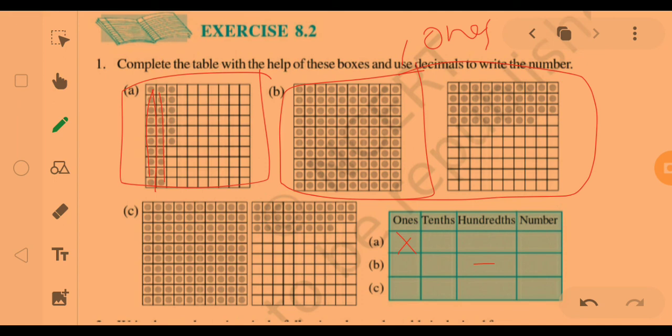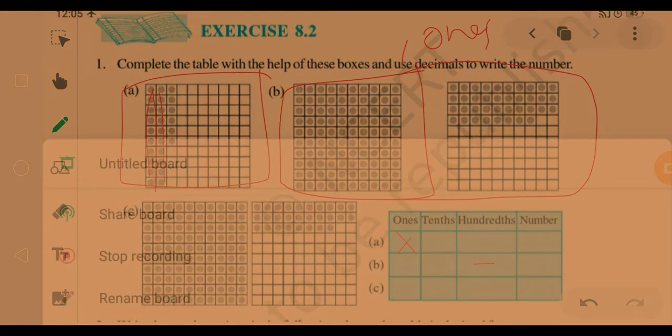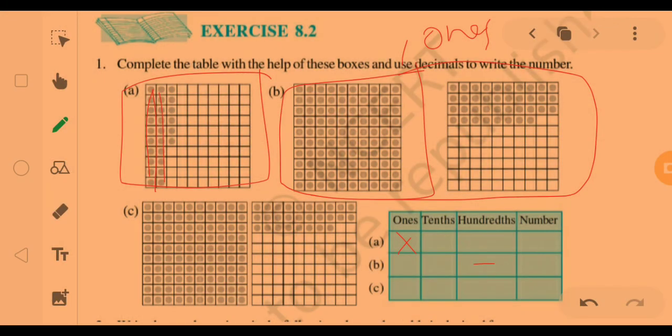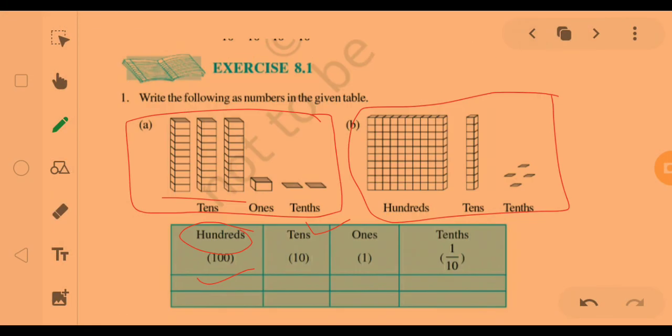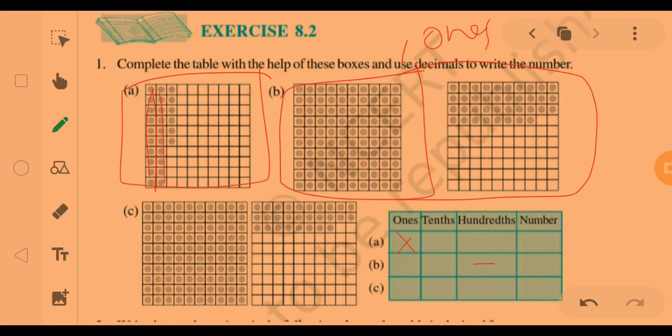I hope you understood. Thank you all of you. Exercise 8.1 and exercise 8.2 are the homework problems for today. I hope you understood how to represent this in terms of decimal. Thank you all of you. Have a great day ahead.